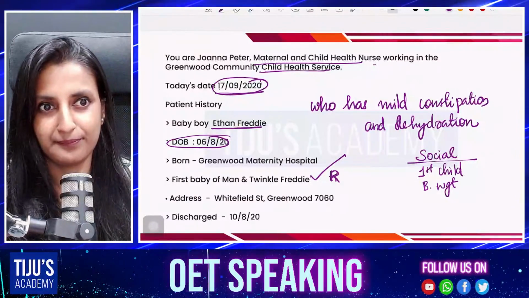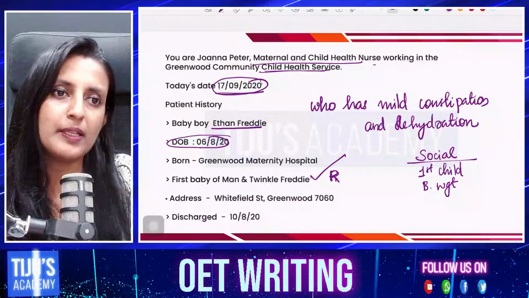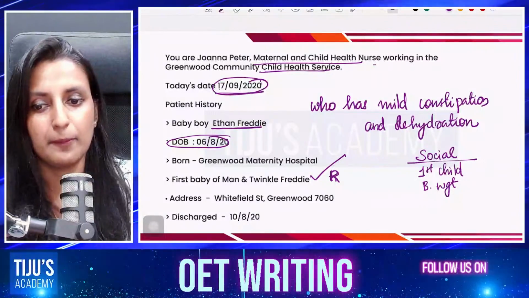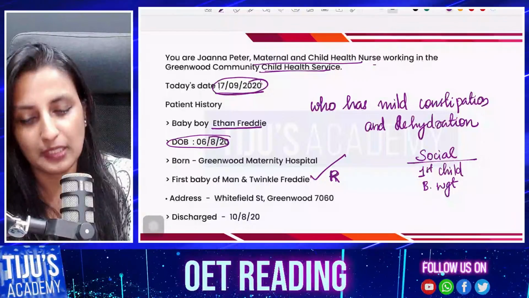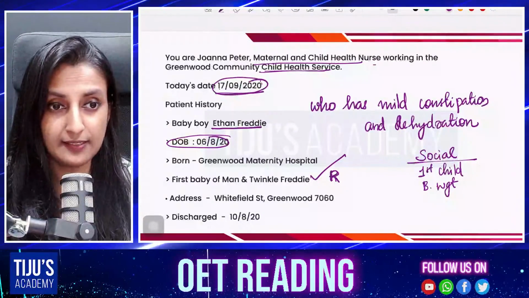Yeah. So the discharge already happened, and the baby and mother, why did they come now? They just came here for a visit. Routine checkup, and that is also not in the hospital but in the child health service. I hope it is clear.